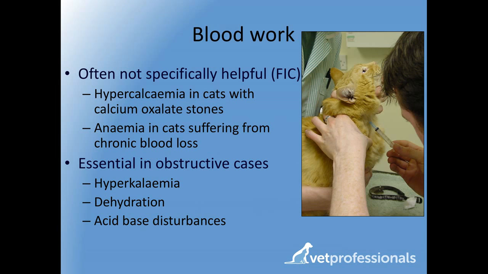Blood work is often not specifically helpful in diagnosis of idiopathic cystitis, but it is really highly recommended in those acute cases of urethral obstruction, where primarily we want to understand, well, how compromised is this patient? Am I going to be safe to sedate or anaesthetise this cat to relieve its urethral obstruction? What electrolyte, acid base, hydration abnormalities do I need to correct before I get to that point?